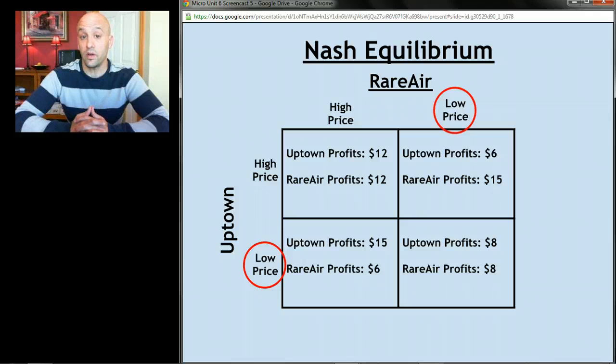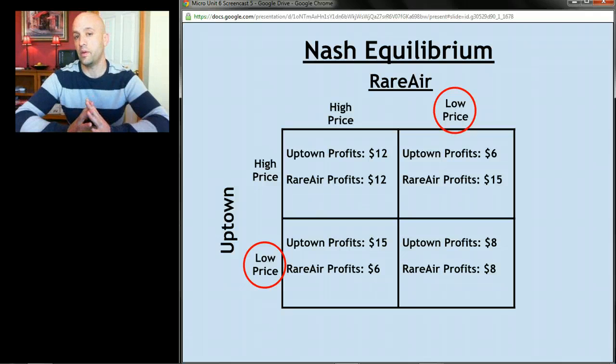Okay, so we've identified the dominant strategies. For each of them, it's to pick a low price. Now in this example, they have the same dominant strategy, but that doesn't need to be true. They could have turned out differently if the payoffs were different. So let's talk about the Nash Equilibrium. The Nash Equilibrium is what's going to happen to these firms if they both follow their dominant strategy.